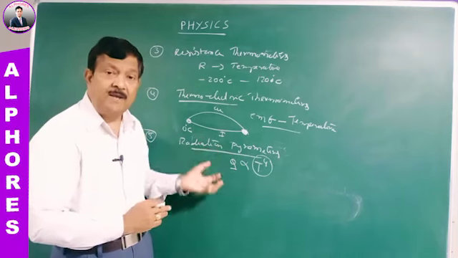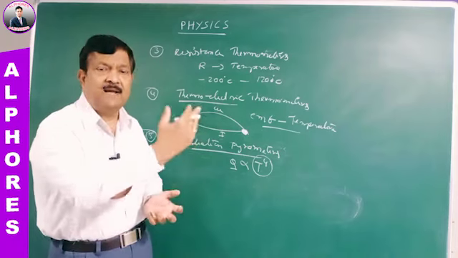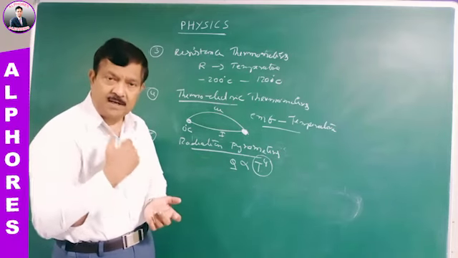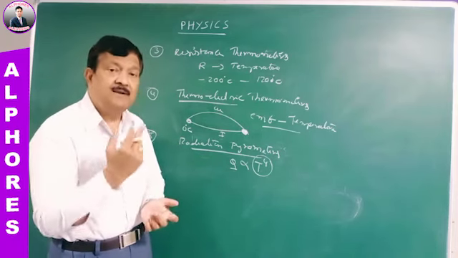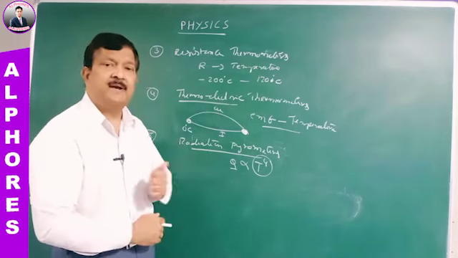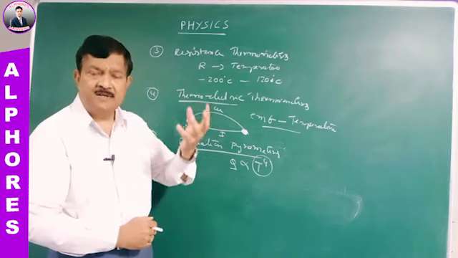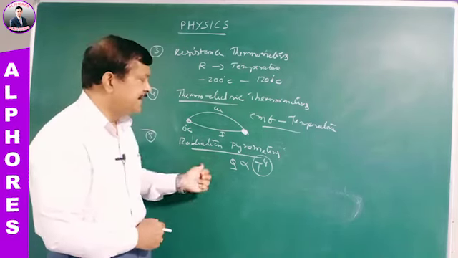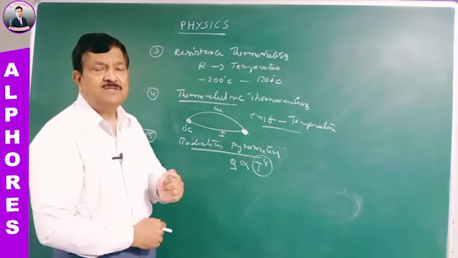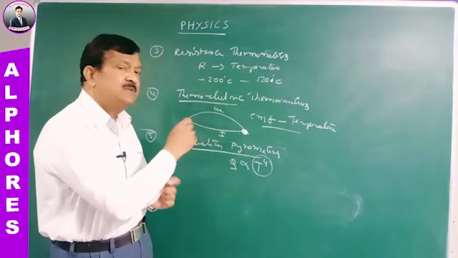So they can be used to measure the temperature of the stars. By taking the energy coming from the sun or coming from the stars, we can estimate the temperature of the sun and the stars also by using radiation pyrometers. The temperature of the sun is estimated to be around 6000 Kelvin by using radiation pyrometers only. So very high temperatures can be measured by using radiation pyrometers.